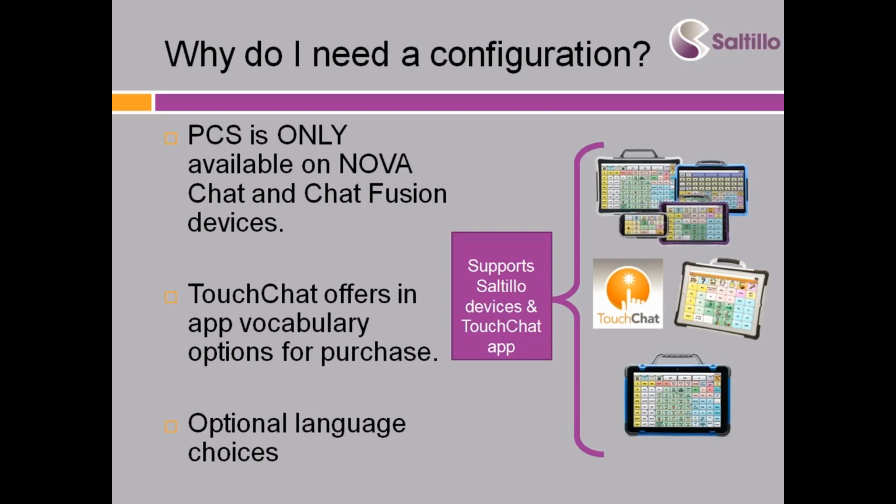So when you open up your chat editor, it's going to ask you for the configuration, and there's a big yes that you do need to do this. With the Saltillo devices, there are so many different choices. You can have the PCS Mayer Johnson symbols, you can have symbol sticks, you can have different languages, you can be working with just the touch tap. So you need to make the configuration for what the device is that you're working for and what the student is using on it.